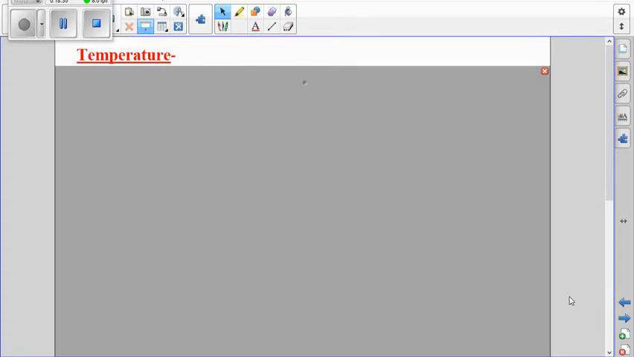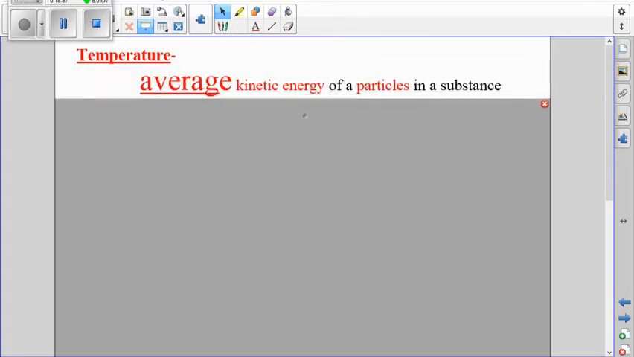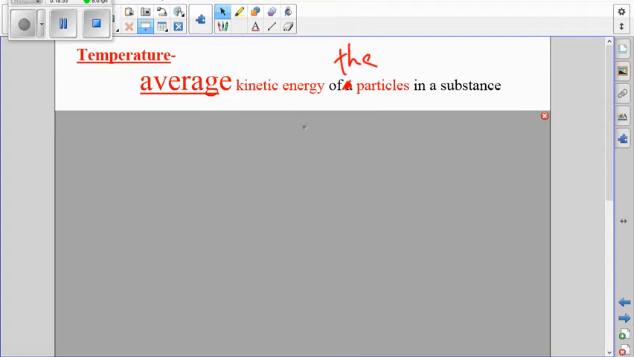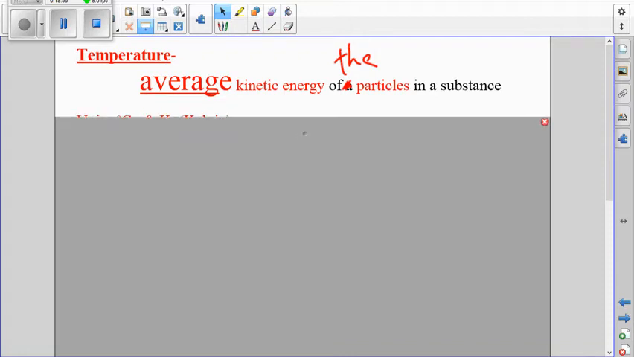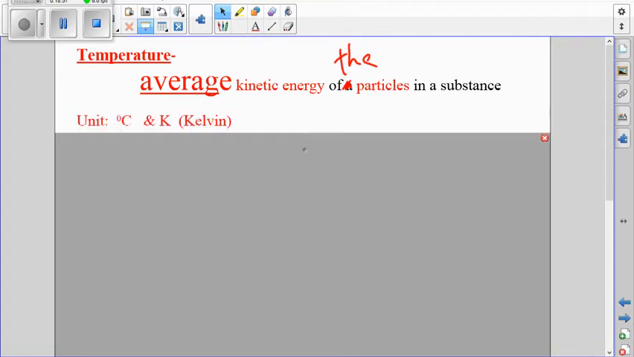Now let's talk about temperature real quick. Temperature is the average kinetic energy of the particles in a substance. It shouldn't say "a," it should say the particles in a substance. And its units can be degrees Celsius or Kelvin.